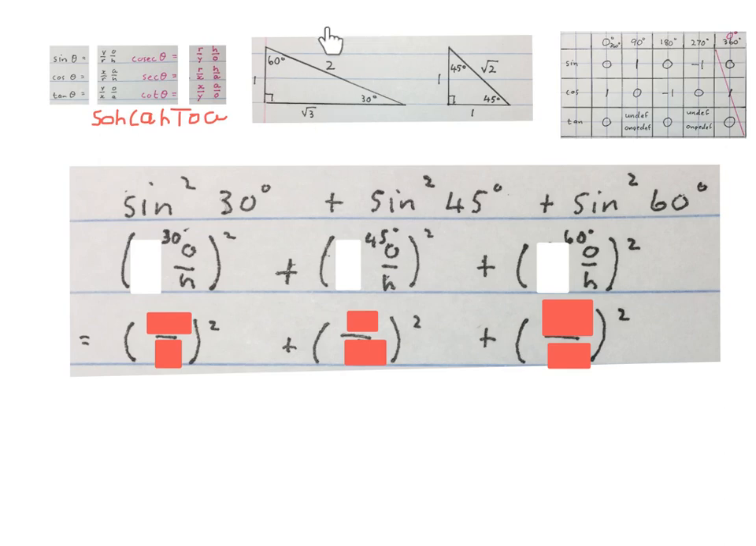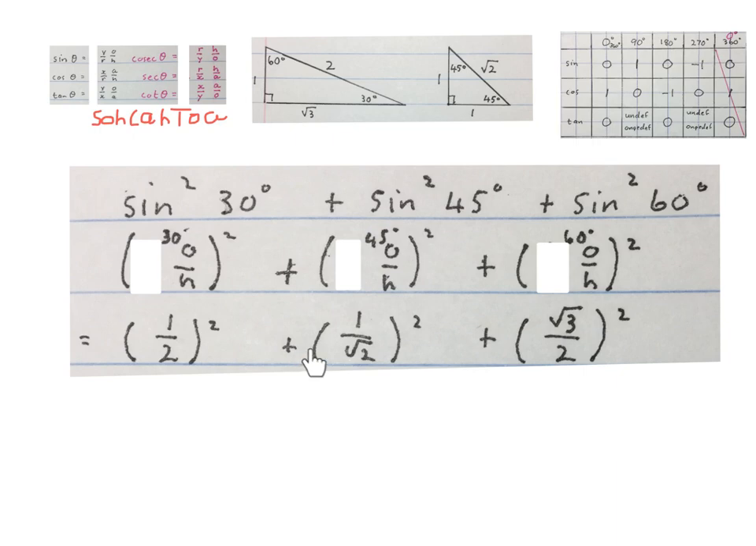Now going to my special triangles, sine of 30 degrees, I'm standing here. My opposite is 1 and my hypotenuse is 2. That I'll write here, 1 over 2. Sine of 45 degrees is opposite over hypotenuse standing at 45 degrees. My opposite is 1 and my hypotenuse is square root of 2. Sine of 60 degrees, I'm going to stand at the 60 degrees. Sine is opposite over hypotenuse, which is square root of 3 over 2, which I can write in here.